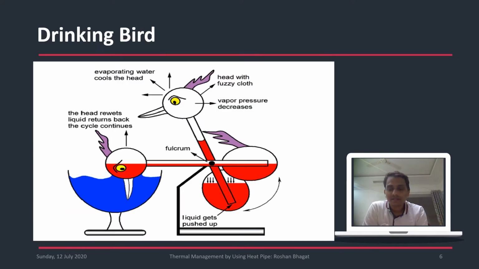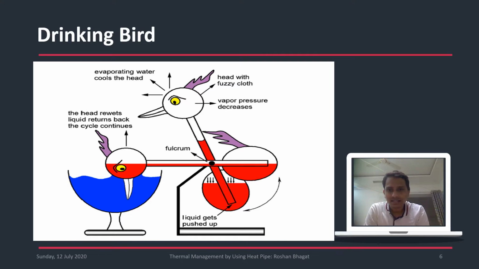The drinking bird is a popular toy which has amused generations of children. Now this is the basis behind the pulsating heat pipe. This toy is actually the reason for the development of the pulsating heat pipe. Let's see this toy first. With this toy you can observe there are two things: first, a head, and second, a tail. This head and tail are connected with the help of one tube, which is joining the head and tail.